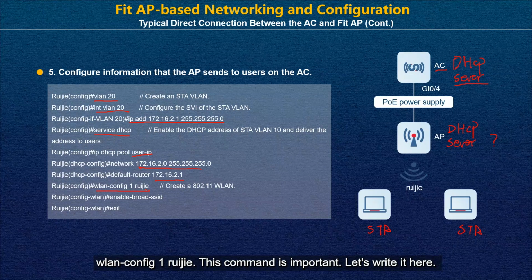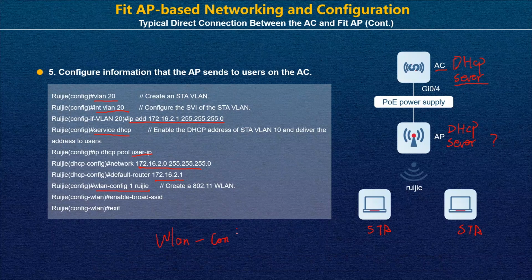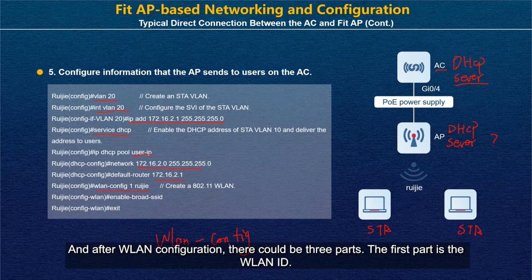And then create the WLAN. wlan-config 1 Ruijie. This command is important. The command, let's write here, wlan-config. And after wlan-config, there could be three parts. The first part is a WLAN ID.